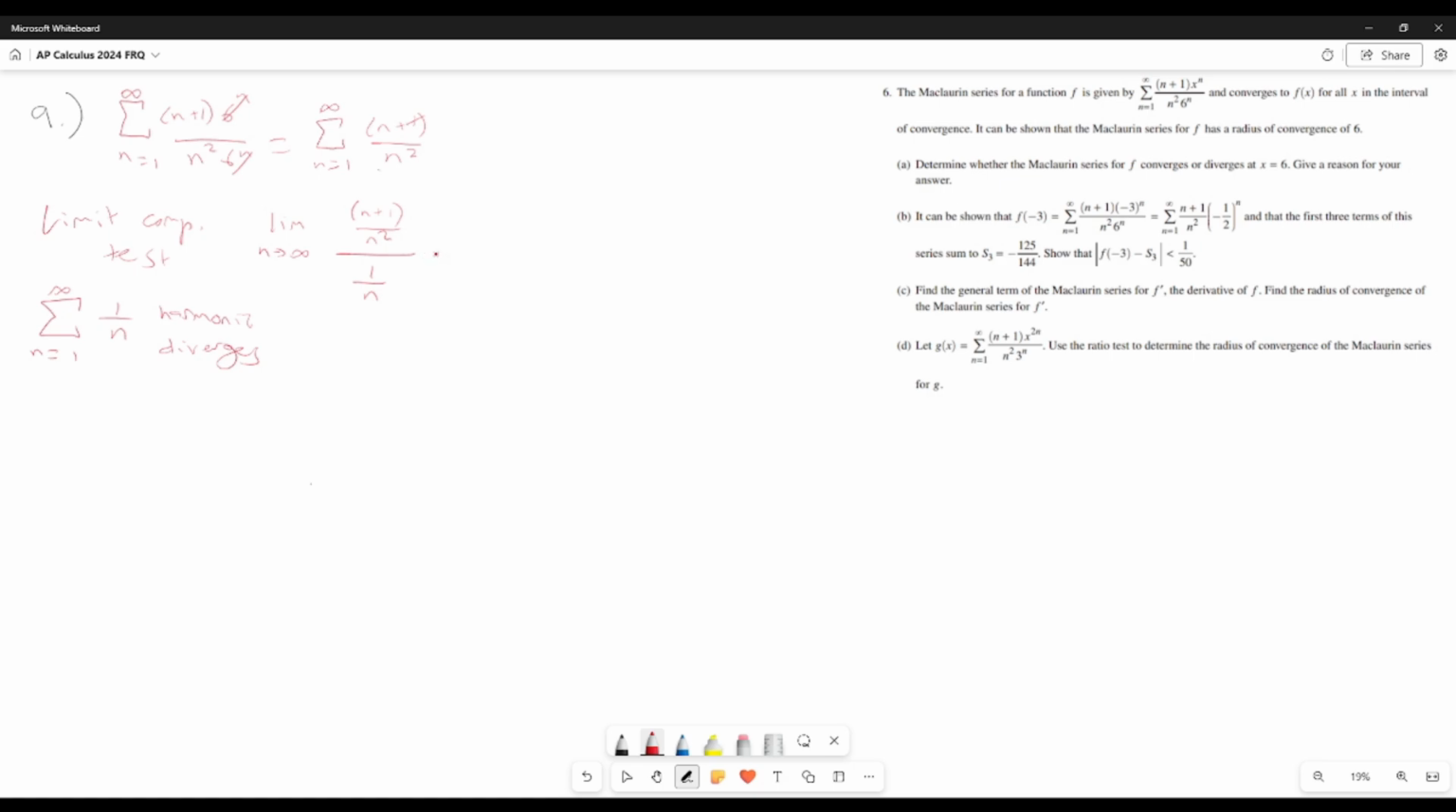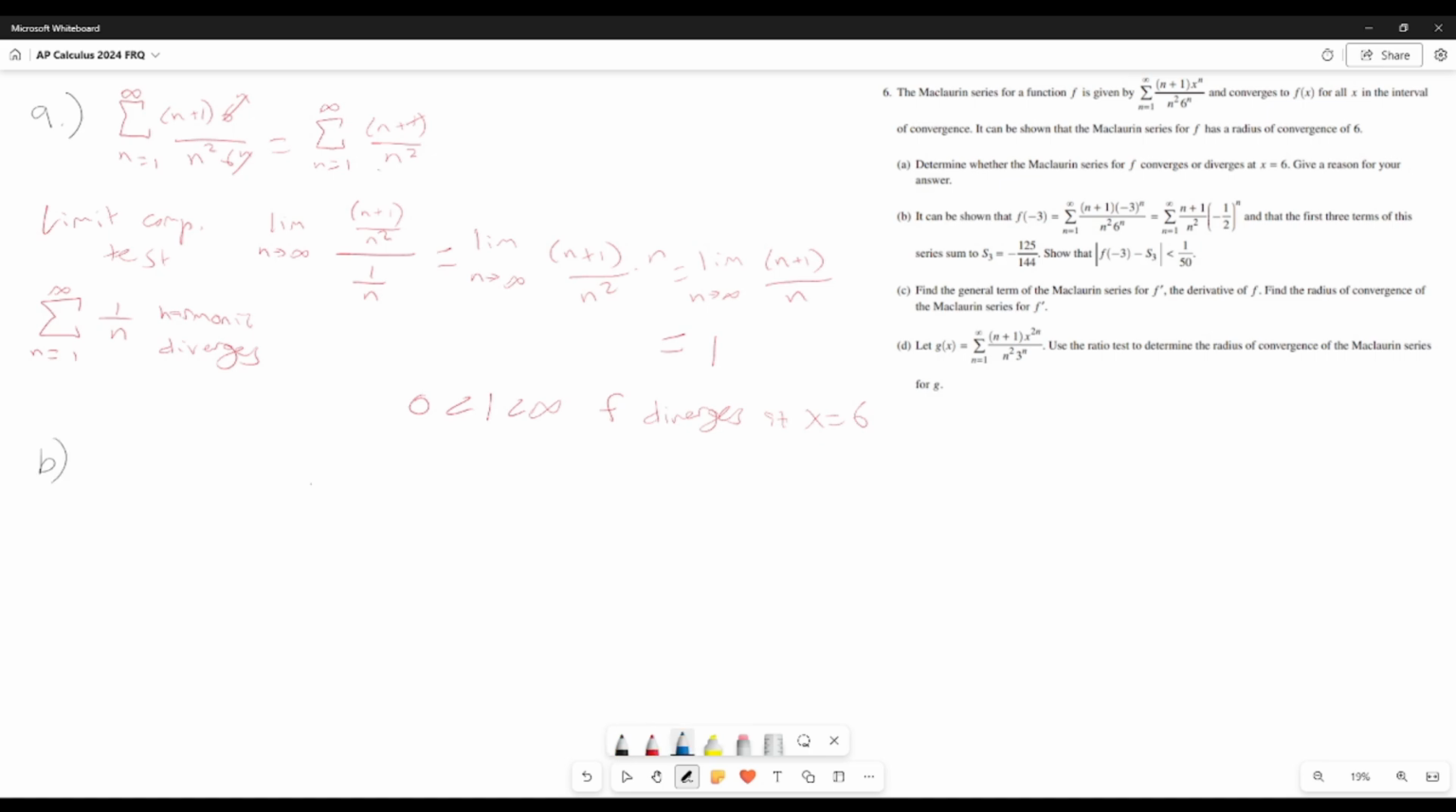And so now we can simplify this. The limit as n goes to infinity of (n plus 1) over n is, of course, going to be 1. And since 0 is less than 1, which is less than infinity, f diverges at x equals 6.